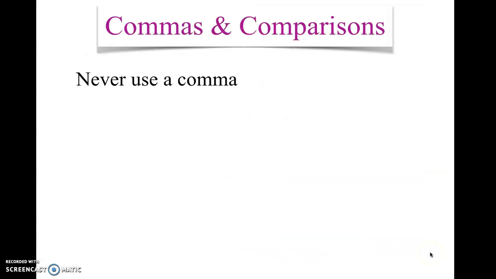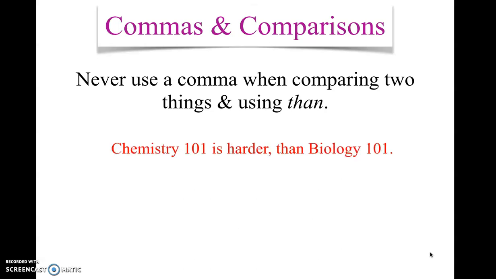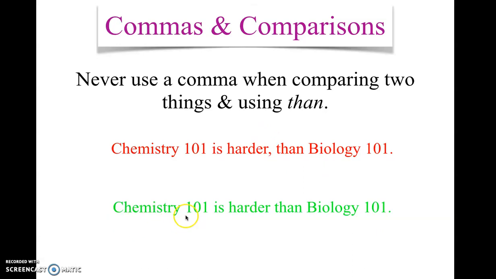Commas and comparisons. We never use a comma when comparing two things and using "than." Chemistry 101, a university class, is harder, comma, than Biology 101. So we're comparing two classes, Chemistry 101 and Biology 101. But we're using "than," so we can't use a comma here. All we need to say, Chemistry 101 is harder than Biology 101. Okay? Subject, verb, and then the object that we're comparing it to.